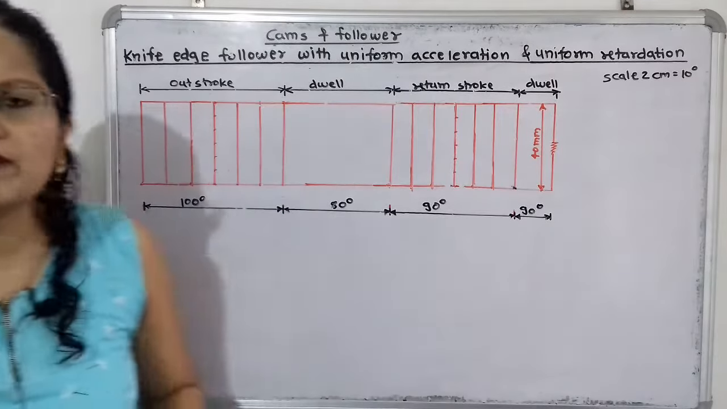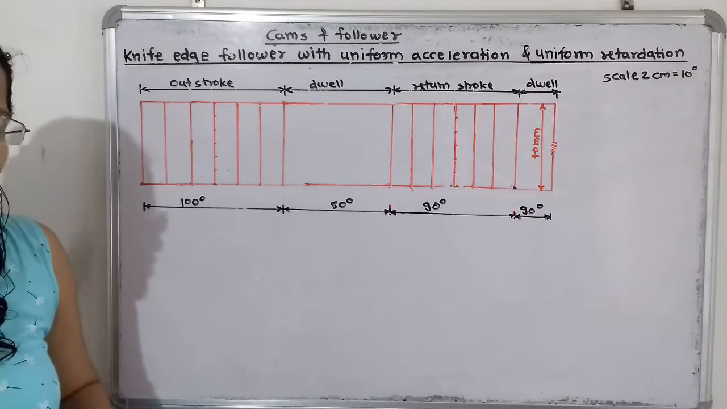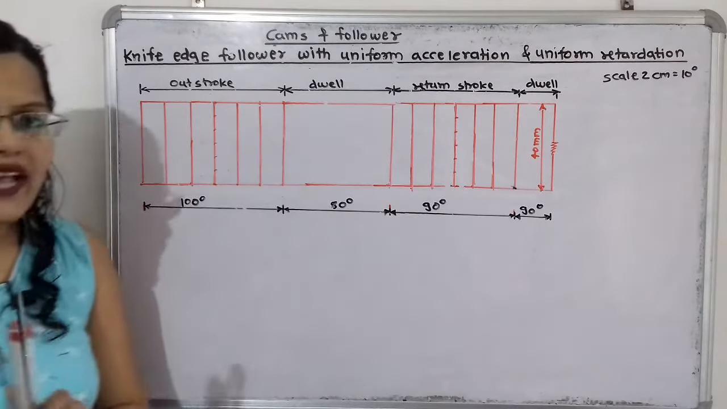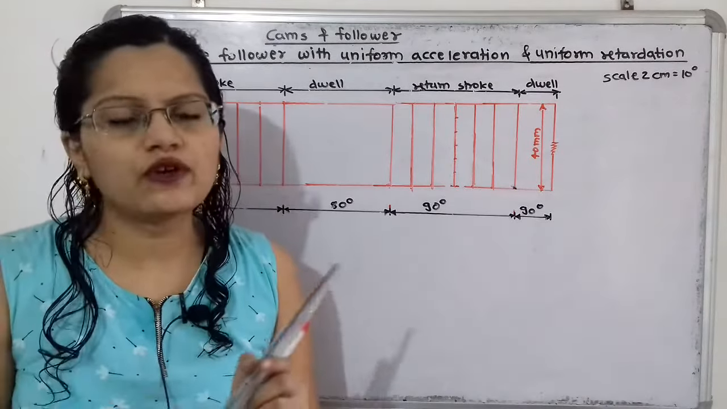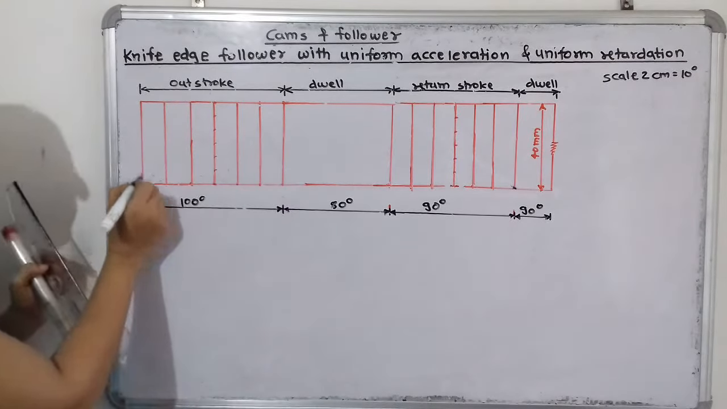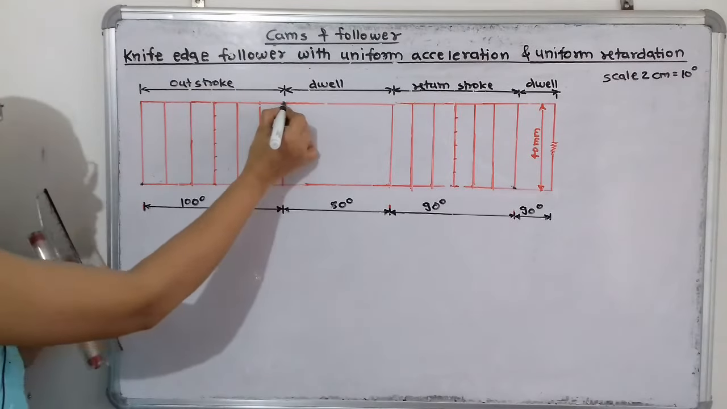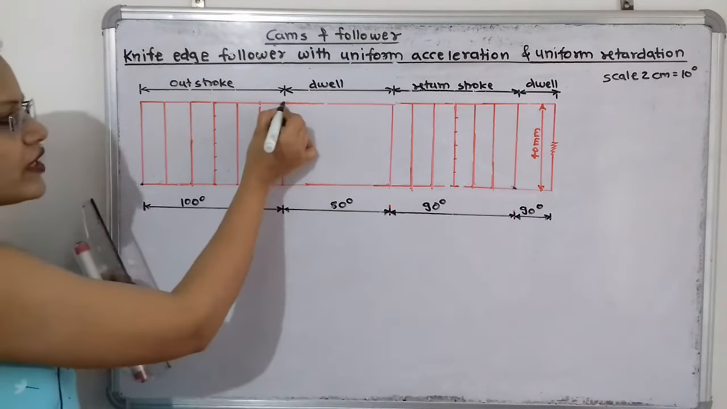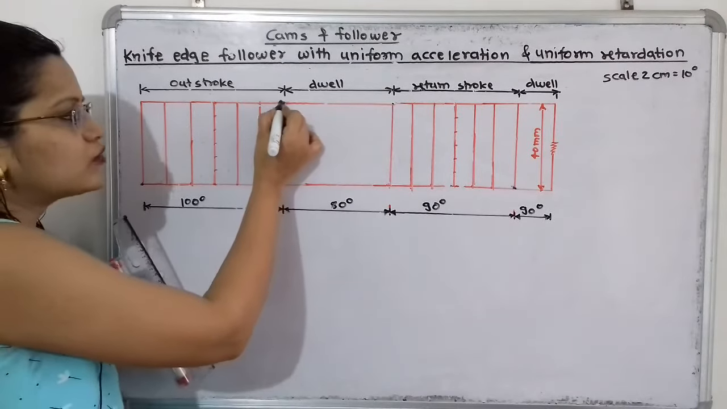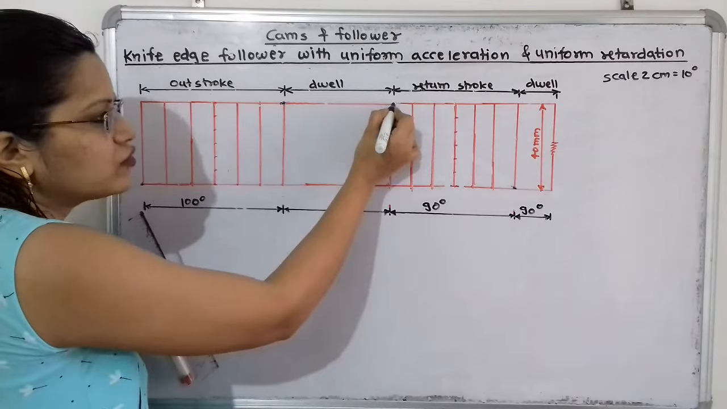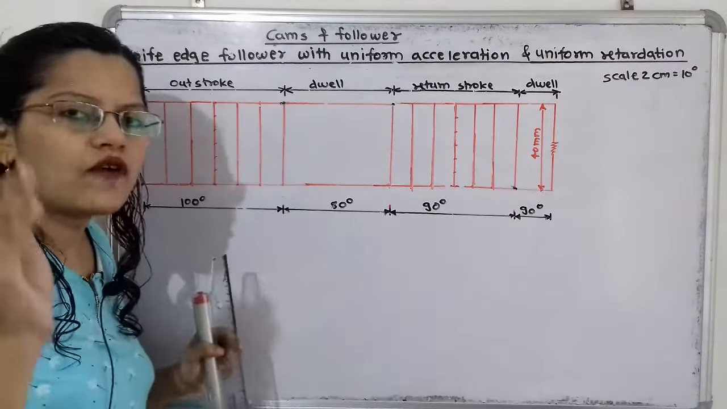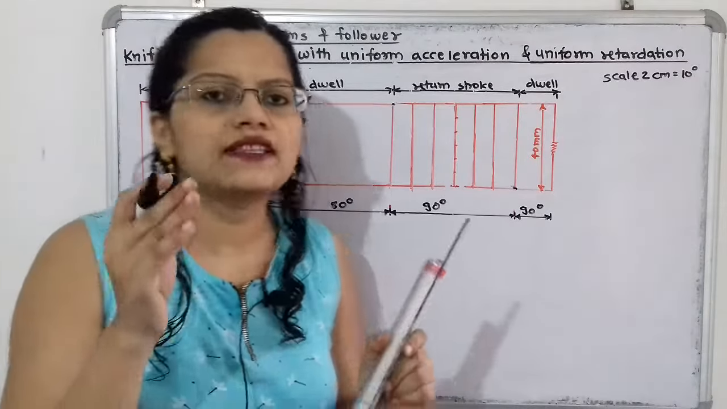Now how to draw the motion with uniform acceleration and uniform retardation. For that we have to join the opposite corners. We know that the follower is at initial position at this corner, and when outstroke is completed it will reach at this corner, and during the period of dwell it will remain at rest, that is here also it will remain, and during return stroke again it will return to its initial position, that is at this corner. So first task is we will join these corners.